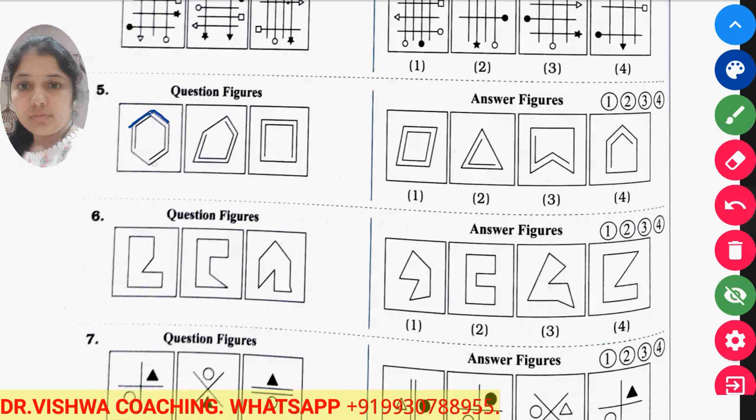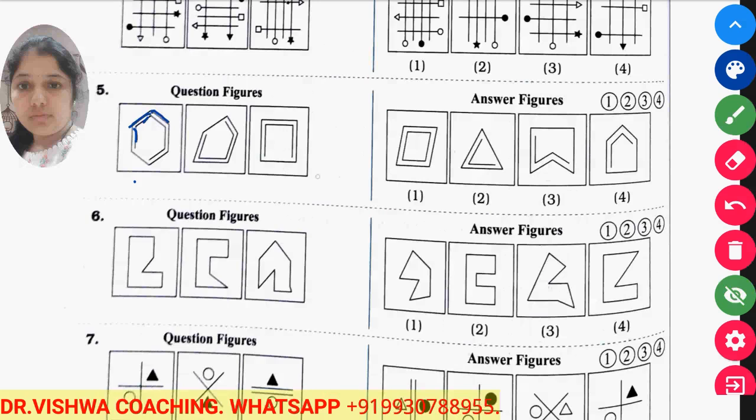Now see, this is a hexagon, and in the inner border of this hexagon, only 5 segments are there. Means one segment is less. This is the pentagon, and only 4 segments are inside the pentagon. This is a square, and only 3 segments are there inside the square. So you have to identify the figure, such as how many sides are there in that figure.